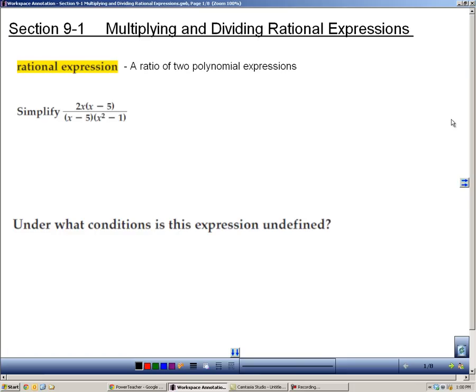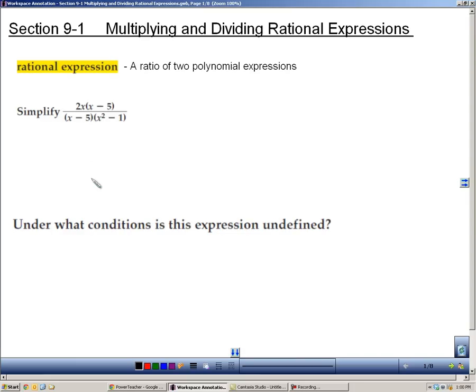Section 9.1 is about multiplying and dividing rational expressions. A rational expression is a ratio of two polynomial expressions. Here you see an example of that. The numerator is a polynomial, and so is the denominator. Now when you simplify those, you want to look for factors that will cancel from the top and the bottom.